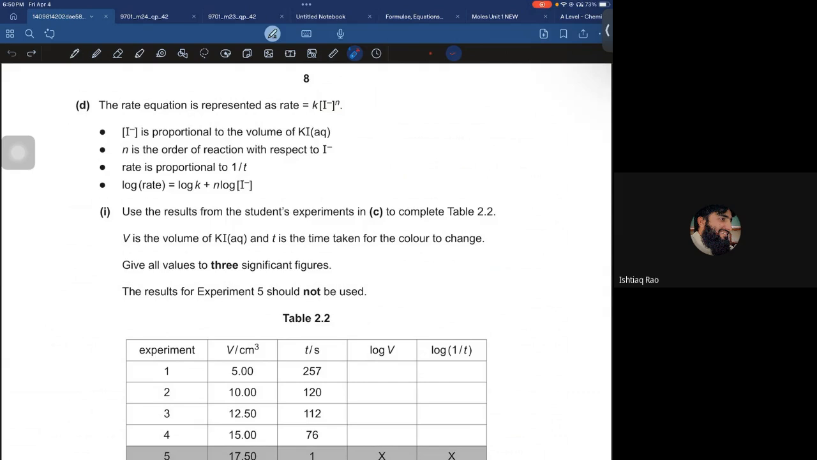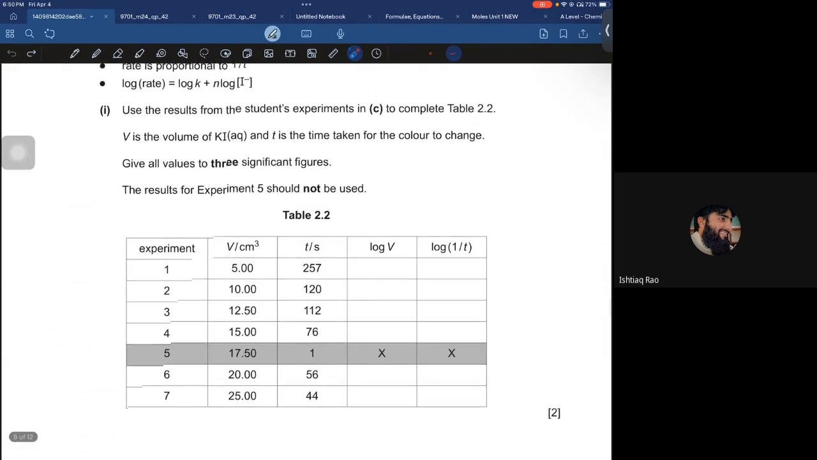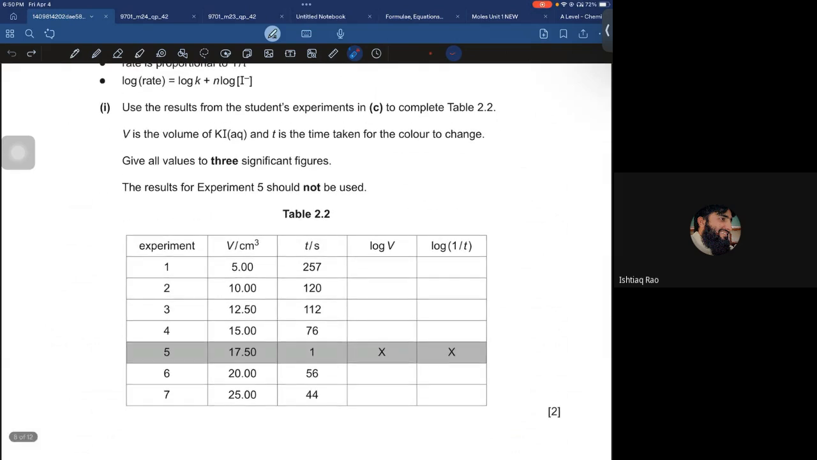Use the results from the student's experiment in C to complete table 2.2. V is the volume of KI and t is the time taken for the color to change. Give all the values to three significant figures. The results for experiment 5 should not be used. So log of V: of course, I have to take log of 5.00. The answer would be 0.699.